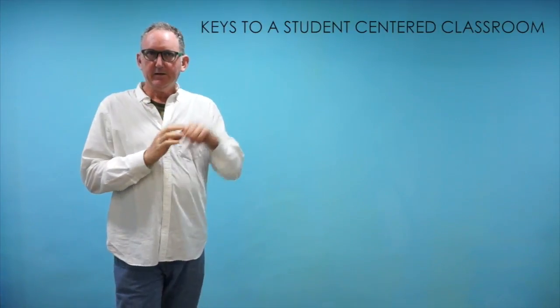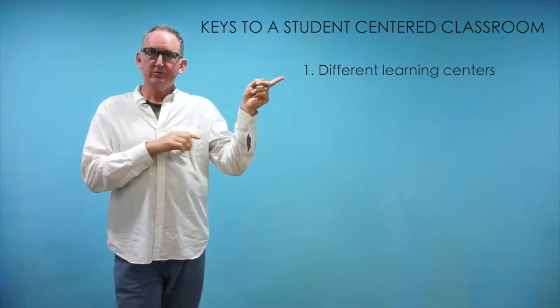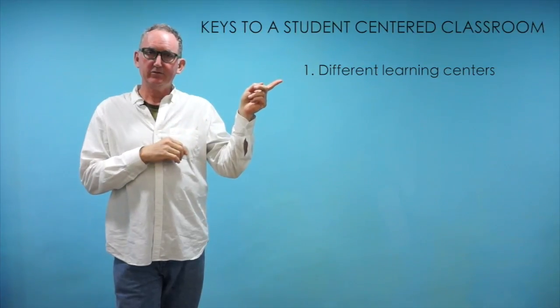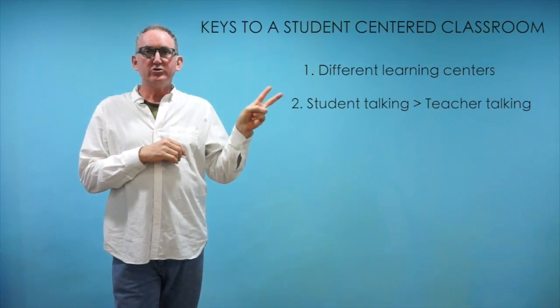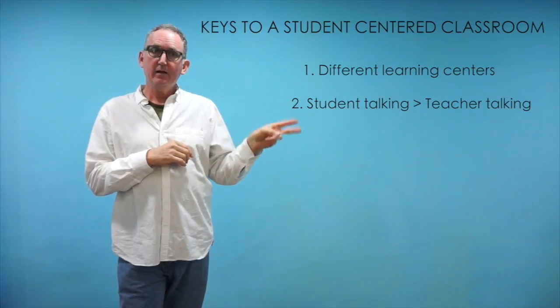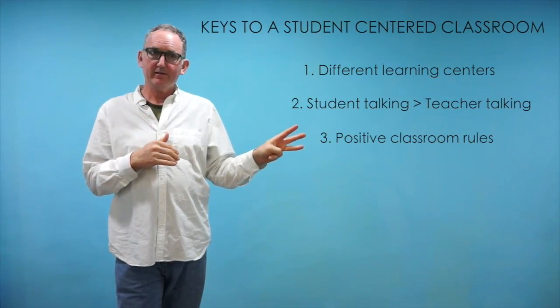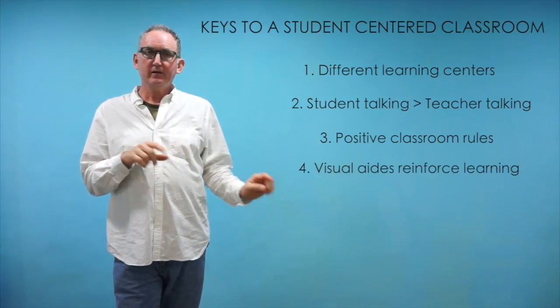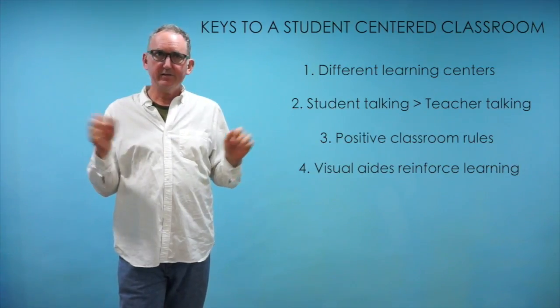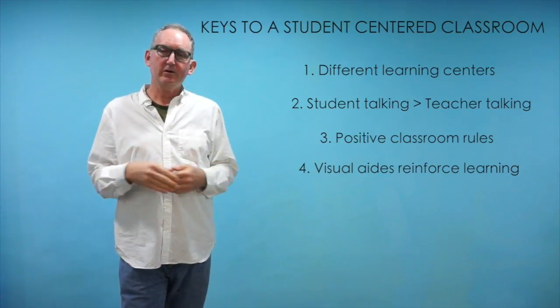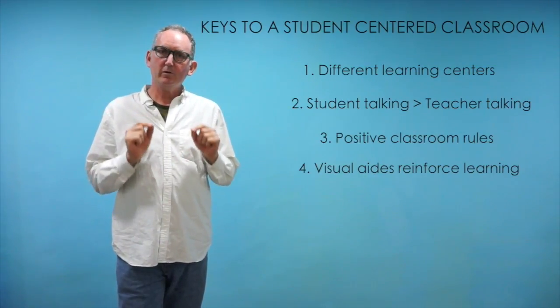So let's review some of the important things about a student-centered classroom. And we have 4 important points. 1, there's different learning centers to promote independent and pair work by students. 2, teacher talking is less, there's more student talking. 3, positive rules, reinforcing good behavior in the class. And lastly, decor, the different posters and signs up in class to reinforce learning that's already been done in class. So these are 4 important things you can remember when you're designing your student-centered classroom.